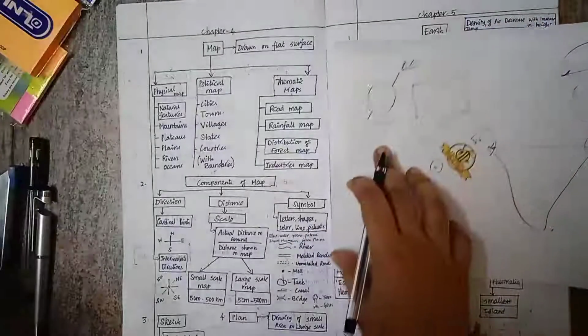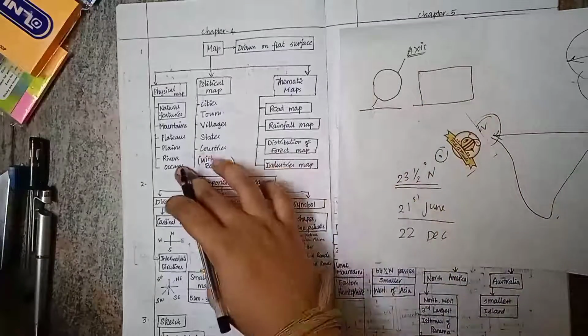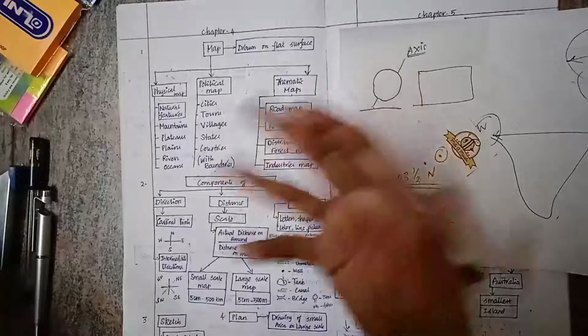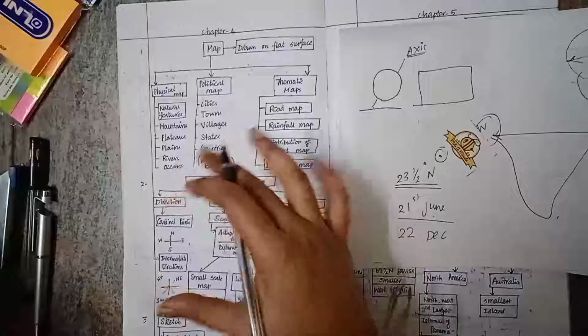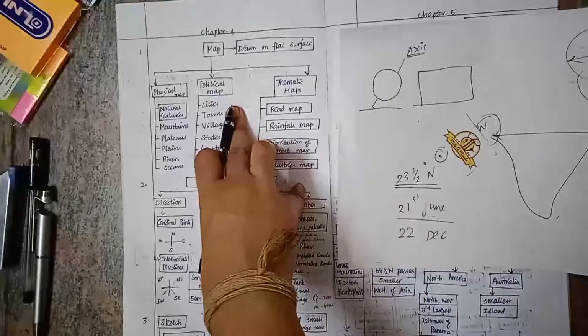So a map is drawn on a flat surface. We have physical map, political map, thematic map, etc. The physical map is the map in which natural features, mountains, plateaus, rivers, oceans, etc. are shown. And then political map. So let me show you a political map.